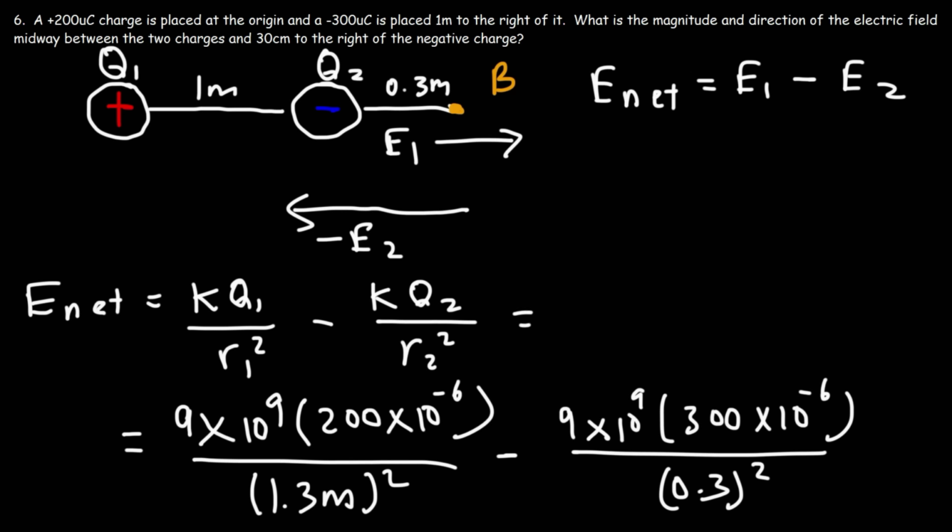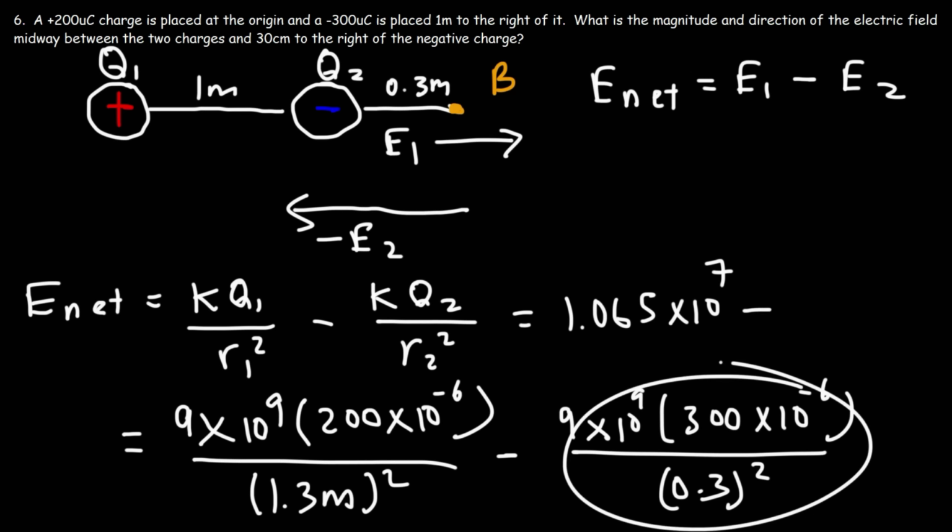So let's calculate E1 first. Let's focus on this fraction. 9 times 10 to the 9 times 200 times 10 to the negative 6 divided by 1.3 squared. That's 1.065 times 10 to the 7 newtons per coulomb.